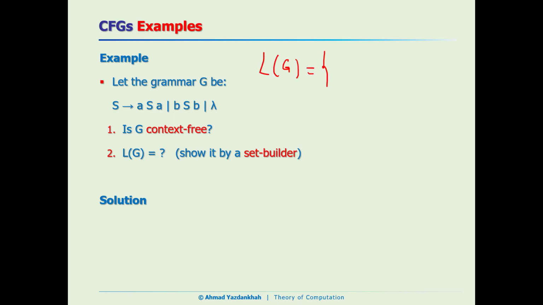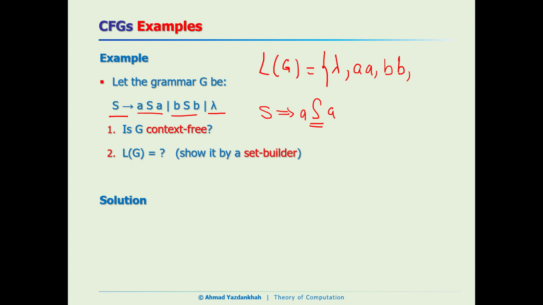Let's look at some of the strings and then try to figure out what language it's representing. So S can derive lambda. So lambda is one string. How about this one? If we have S derives ASA, and then we substitute this S with lambda, it will be AA. And how about this one? With the same thing, we have BB. We still cannot figure out what language this is.